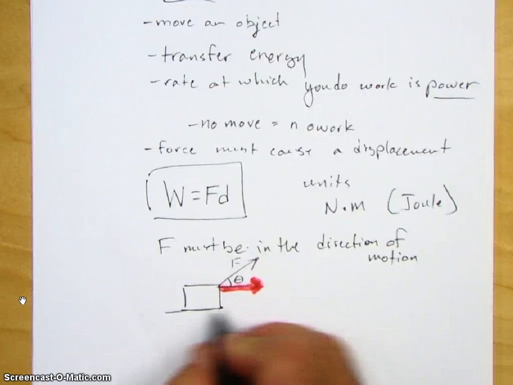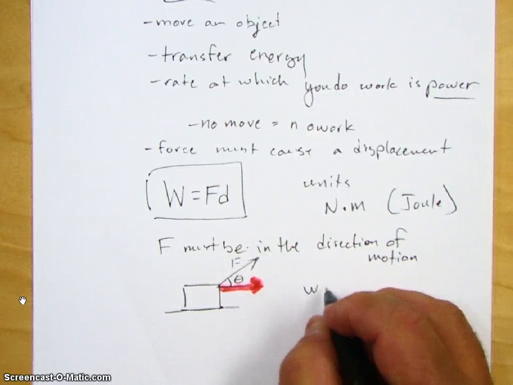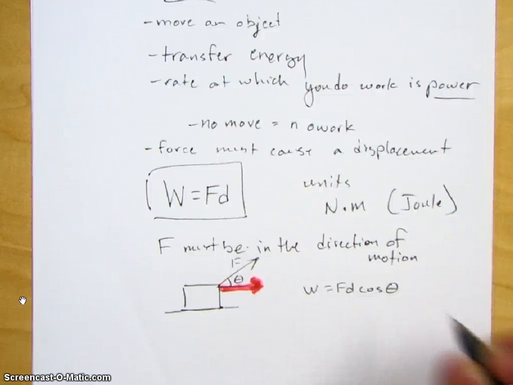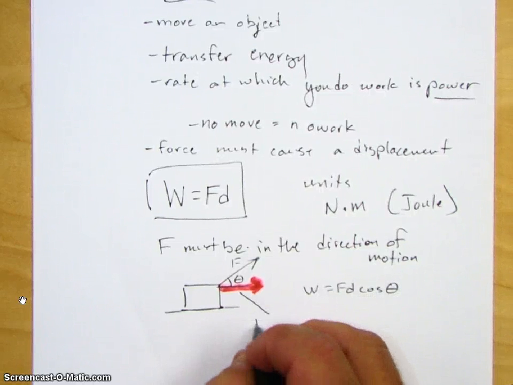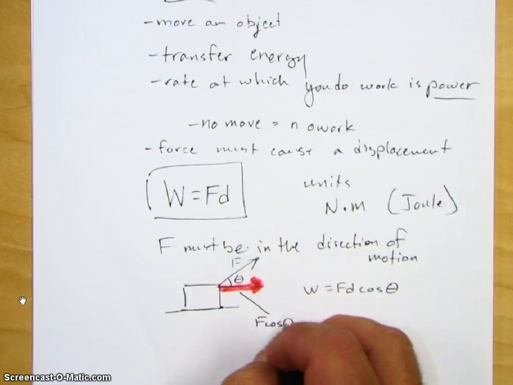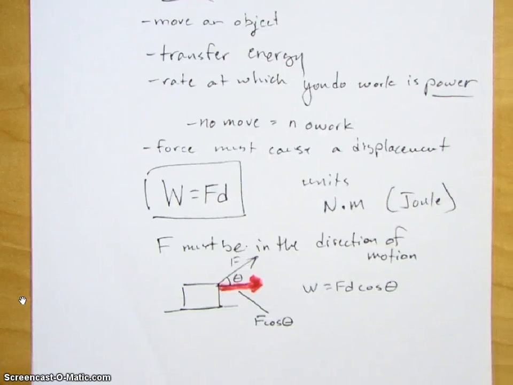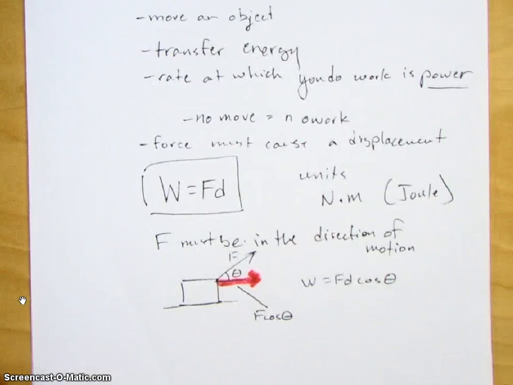So generally, when something's sliding along the floor, the work is going to be F times D times the cosine of theta. F cosine of theta is the amount of force that's actually in the direction of motion. Since cosine of theta doesn't have any units on it, it doesn't change unit-wise anything that's being done. So let's take a look at that.